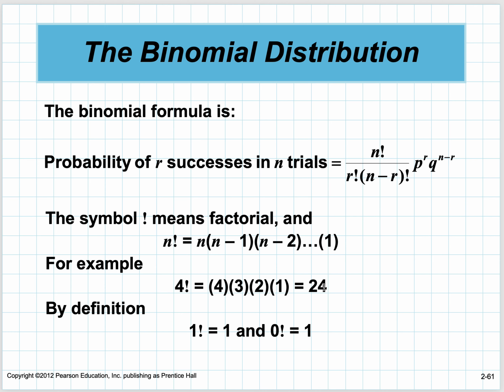5 factorial is 5 times 4 factorial. It would be 120. 1 factorial is 1. 0 factorial is 1. And these are both by definition.